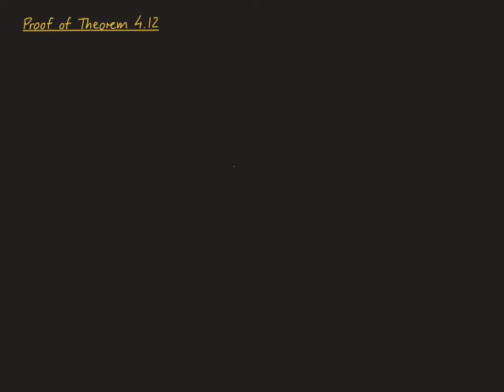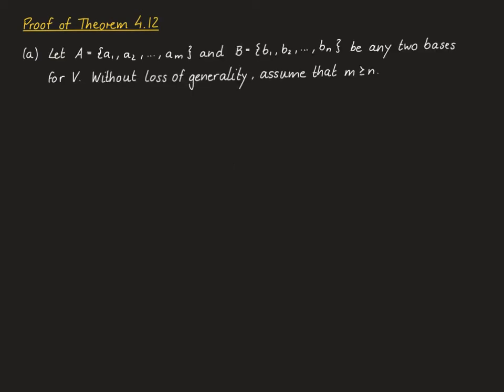Let's look at the proof of Theorem 4.12. First, the statement A. So let A, consisting of the vectors a1 through am, and B, consisting of the vectors b1 through bn, be any two bases for the vector space V. Without loss of generality, we may assume that m is greater than or equal to n. Otherwise, we could just swap the two sets.